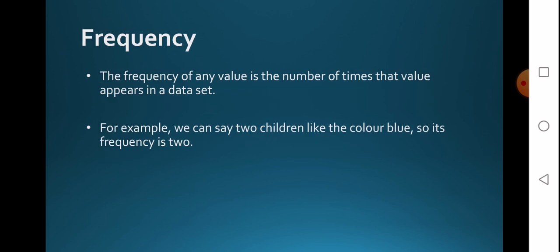Okay, frequency. So the frequency of any value is the number of times that value appears in a data set. So from the previous example of colors, we can say that two children like the color blue, so its frequency is 2. So to make meaning of the raw data, we must organize it. And finding out the frequency of the data values is how this organization is done.